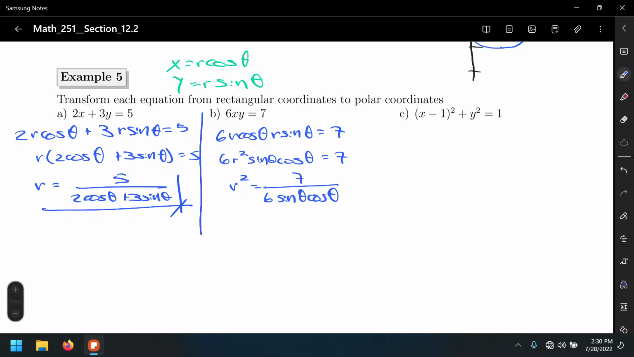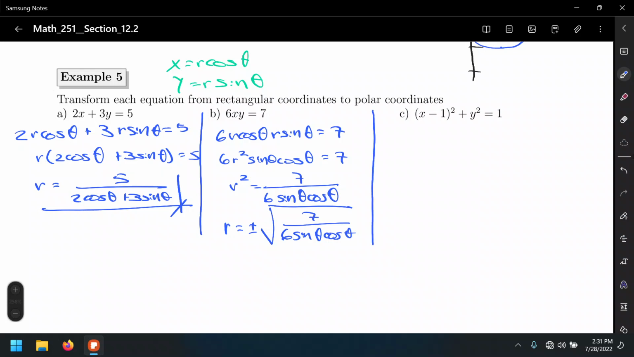And well, you could leave it like this, or of course you can take the square root and get plus or minus the square root of 7 over 6 sine theta cosine theta. Okay? And of course, you can split it between the negative and the positive, and list both of them.